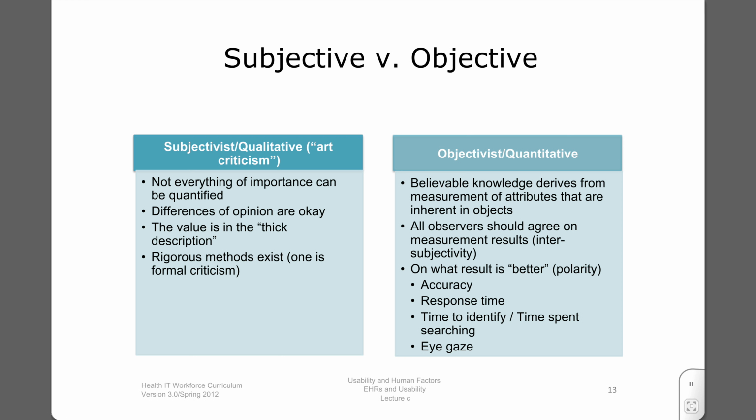These 2 methods reflect 2 different overall approaches to usability evaluation. Subjective, qualitative methods examine the user experience in detail by doing thick descriptions, detailed descriptions of what the user experienced, from their own subjective point of view. It is understood that different users will vary in their appraisal, and that these differences are expected. These are nevertheless rigorous methods. The objectivist, quantitative approach is based on the idea that believable knowledge is derived from measurement of attributes that are inherent in a system. So all observers should agree on both what the measurement results are and on what results are considered better or worse.